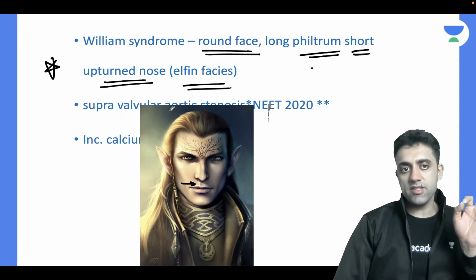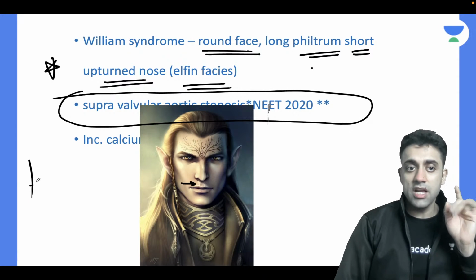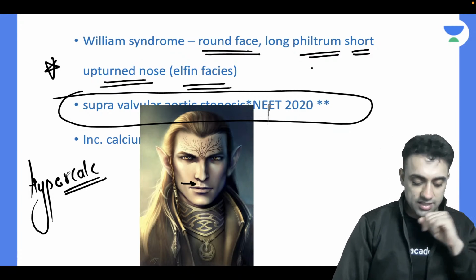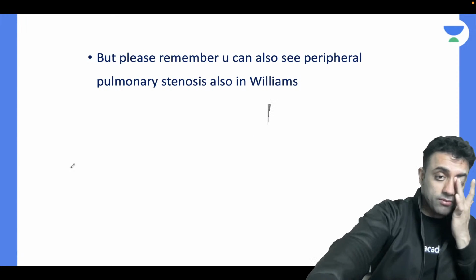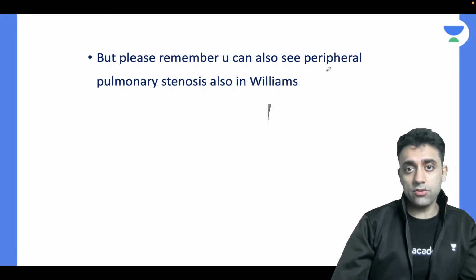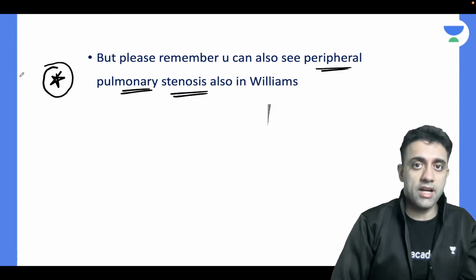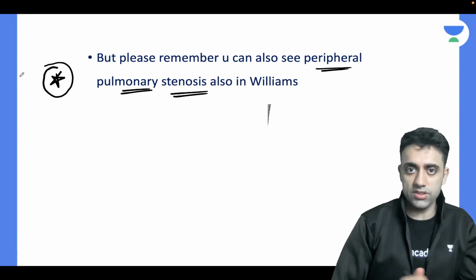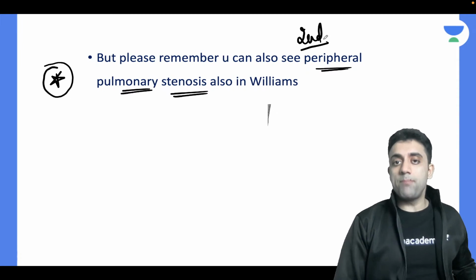PG entrance question number one: the most common congenital heart disease in Williams syndrome is supravalvular aortic stenosis. PG entrance question number two: do you see hypercalcemia or hypocalcemia? The answer is hypercalcemia. Also remember one very important thing: the second most common congenital heart disease in Williams syndrome is peripheral pulmonary stenosis. Why am I stressing on this topic? Remember, guys, the most common is supravalvular aortic stenosis.